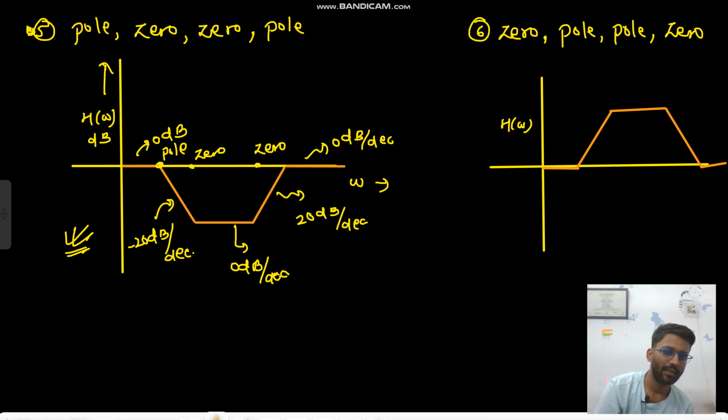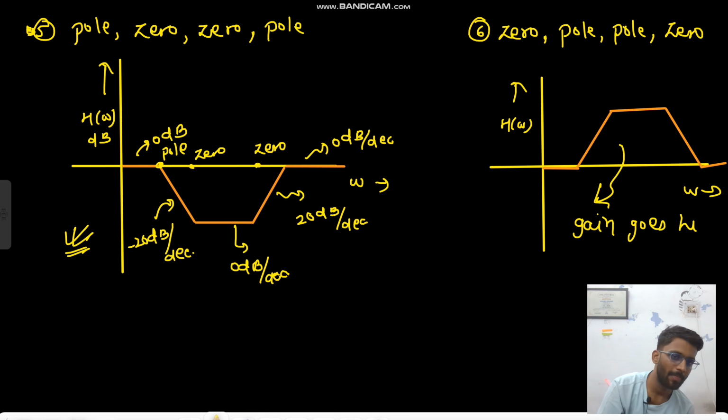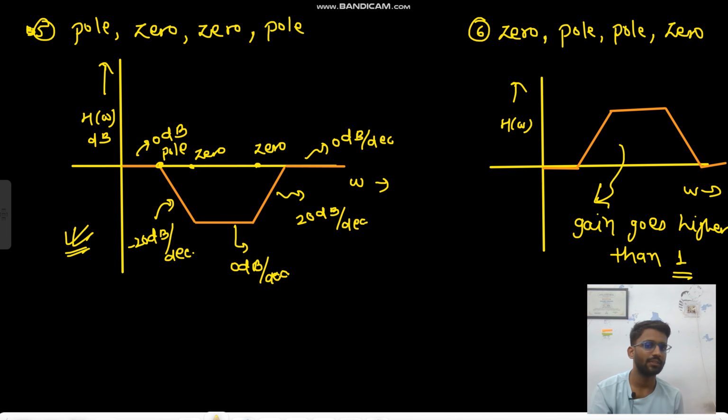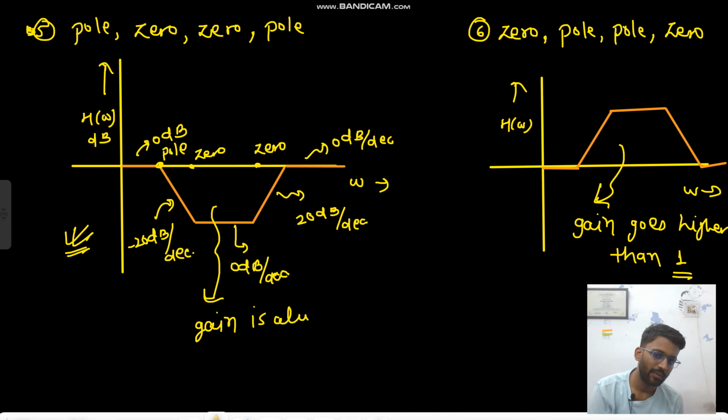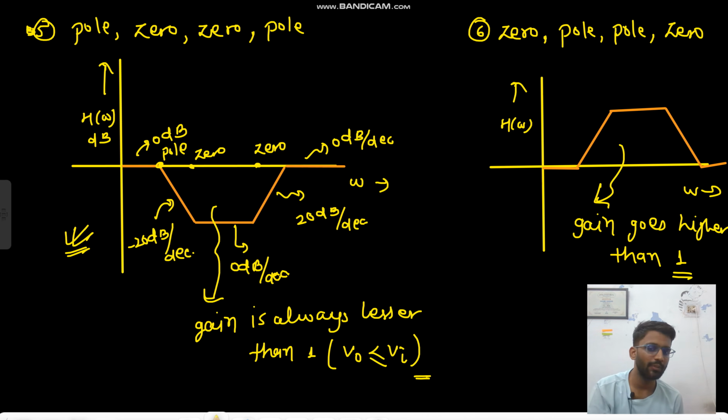If you draw this graph, what you can conclude is that your gain goes higher than 1 here. But here the gain is always lesser than 1. That means your V0 is always lesser than V in. It can be equal to V in sometimes, but it will never go above, right?